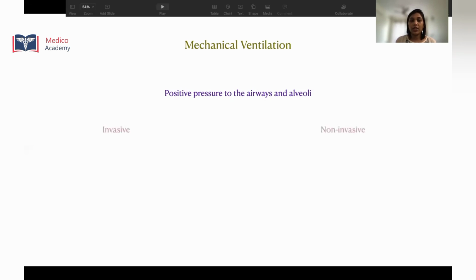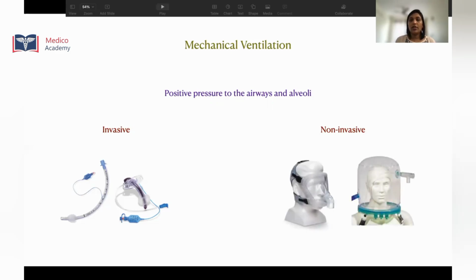So mechanical ventilation is of two kinds, invasive and non-invasive. That's a very broad classification. In invasive mechanical ventilation, we use an invasive airway device, such as an endotracheal tube or a tracheostomy tube, to provide positive pressure ventilation to the lungs. Whereas in non-invasive ventilation, we use non-invasive methods such as face masks or hoods or helmets. These are used to provide positive pressure to the airways and alveoli, and they are tightly sealed at the interface.